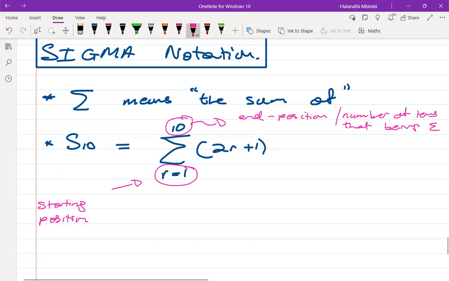So does anyone want to guess what that 2r plus 1 is? What does it stand for? So what is this over here? That is our general term.